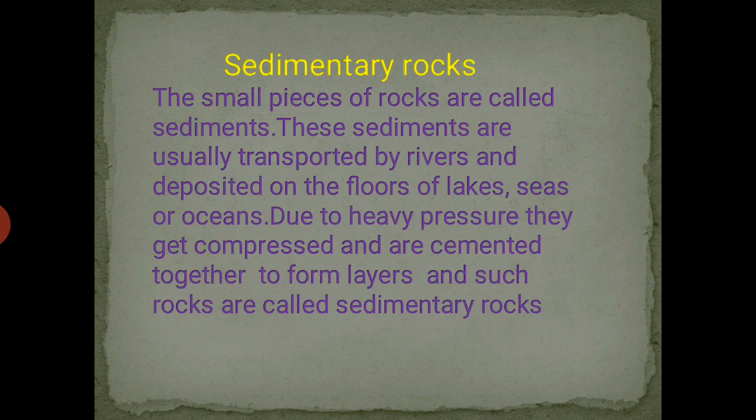Now, let us discuss in detail about the sedimentary rocks. How they are formed. The small pieces of rocks are called sediments. Children, you should know that these small pieces of rocks have been formed already on the surface because of the weathering process. These sediments are usually transported by rivers and deposited on the floors of lakes, seas, or oceans. Due to heavy pressure, they get compressed and are cemented together to form layers, and such rocks are called sedimentary rocks. So this is how we can define the sedimentary rocks.